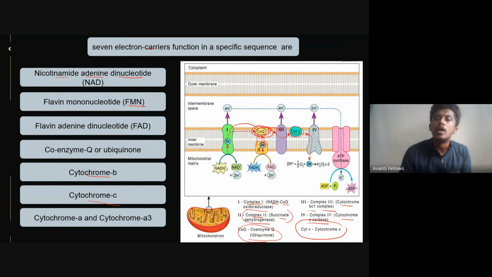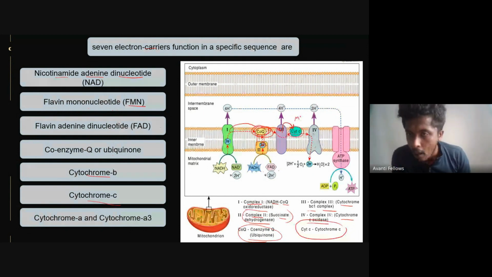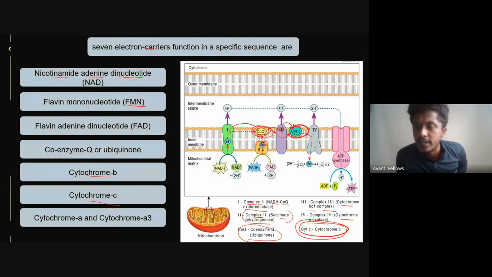Now, once it goes through complex 3, we know that our complex 3 contains the cytochrome BC1 complex. So the cytochrome BC1 complex will receive the electron and donate it to a mobile electron carrier. I will write it here. Sorry, cytochrome C. So this cytochrome C is called the mobile electron carrier.